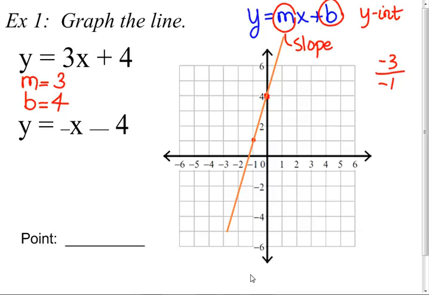Read them carefully. What's the slope? What's the y-intercept? I don't require that you write that down, but if you're having troubles with these, write them down. Only takes a second.